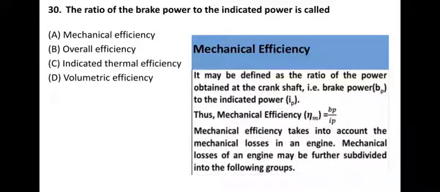Then the ratio of brake power to the indicated power is called as. The answer is mechanical efficiency. The power available at the crankshaft is known as brake power, and the theoretical power developed by the engine is known as indicated power. The ratio of brake power to the indicated power is known as mechanical efficiency. It may be defined as the ratio of power obtained at the crankshaft, that is brake power, to the indicated power.